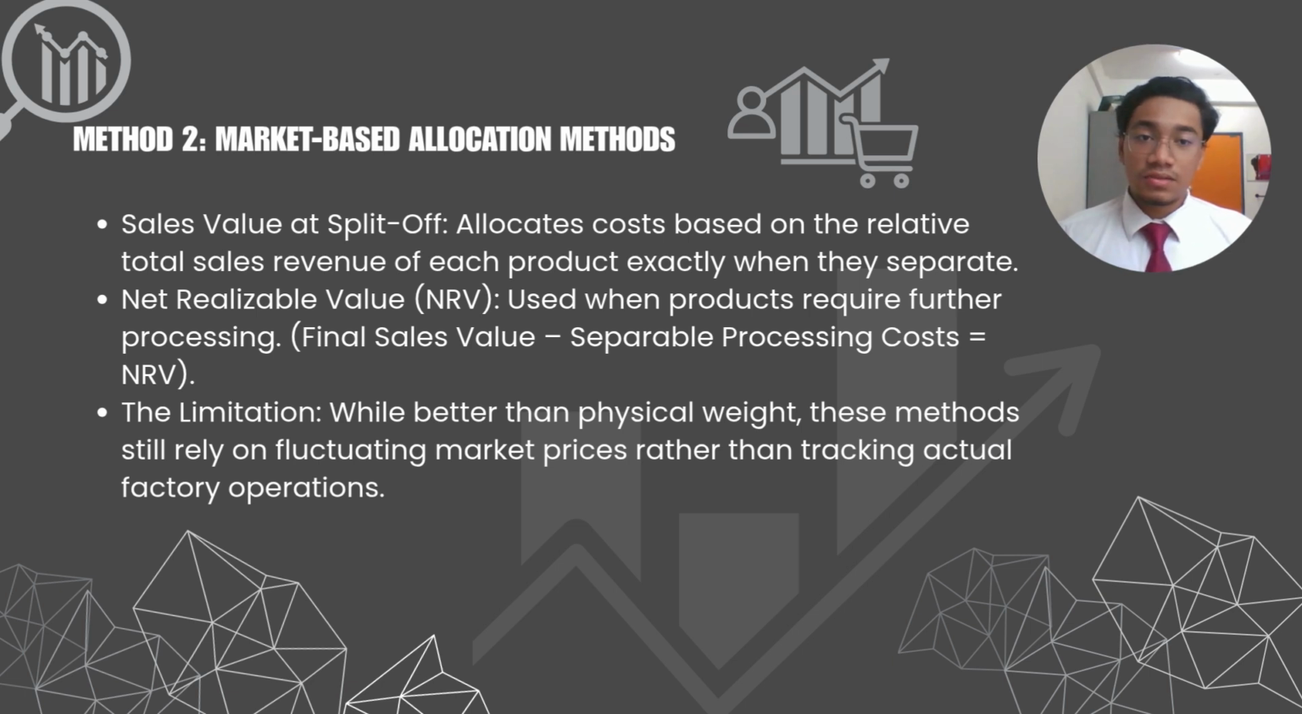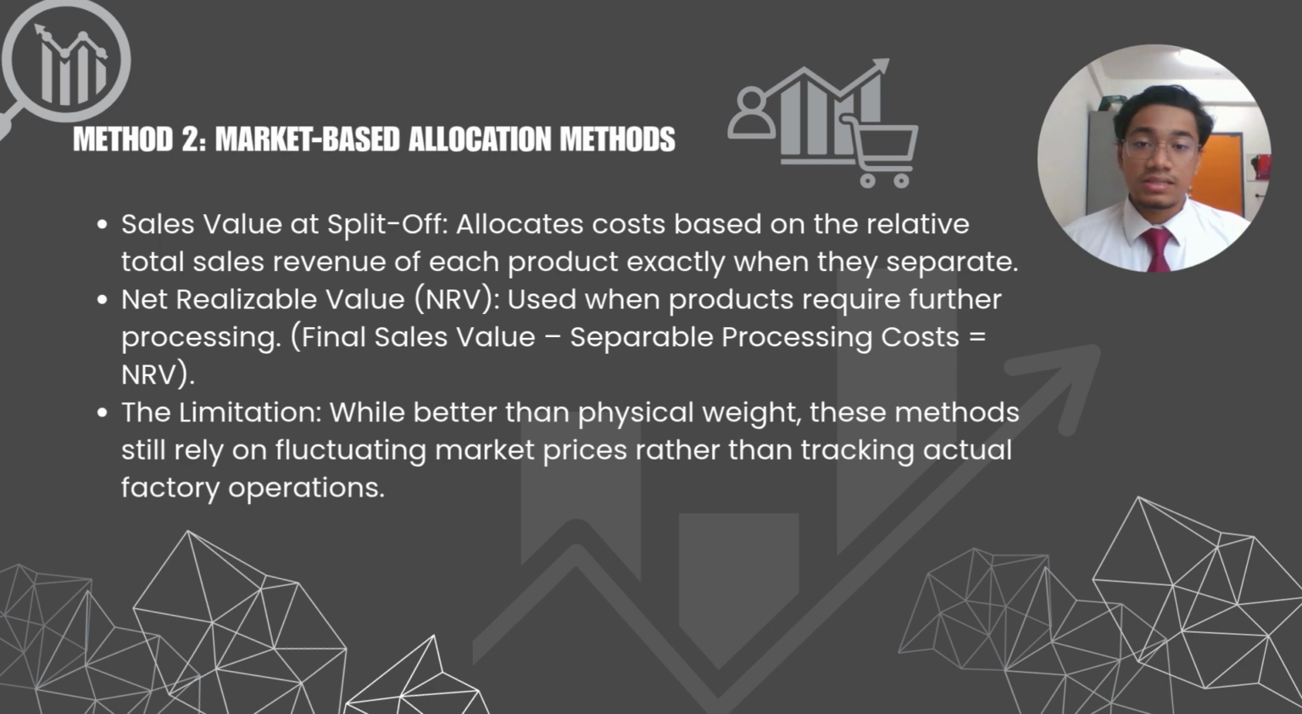Relying on this physical assumption distorts the true cost of the products and leads to inaccurate profitability analysis by management. Alright, let's move to the next slide, because physical measurement is often flawed. Management accountants frequently turn to market-based allocation methods. This is the second method. The first approach here is the sales value at split-off method. Instead of looking at physical weight, this allocates joint costs based on the relative total sales revenue of each product right at the moment they separate.